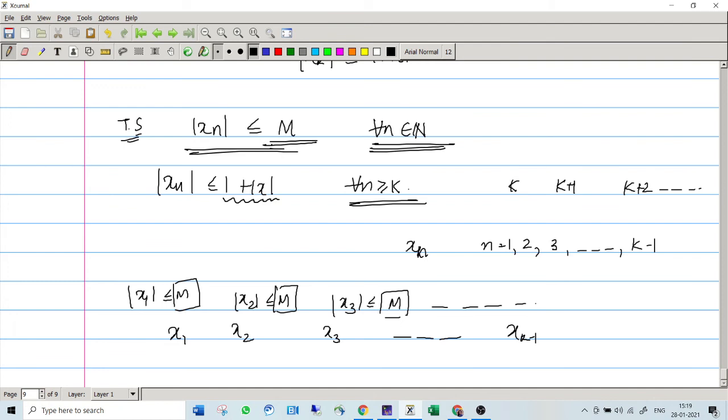Yes ma'am. So all you need is to find the bound for the first k-1 terms, right? So what do we have? You have that xn is less than or equal to 1 plus mod of x for every n greater than or equal to k. ठीक है? अब how will we find the bound for the rest of the terms? You know that the rest of the terms are going to be bounded by themselves.